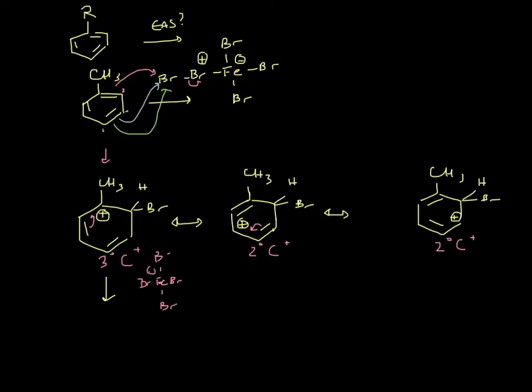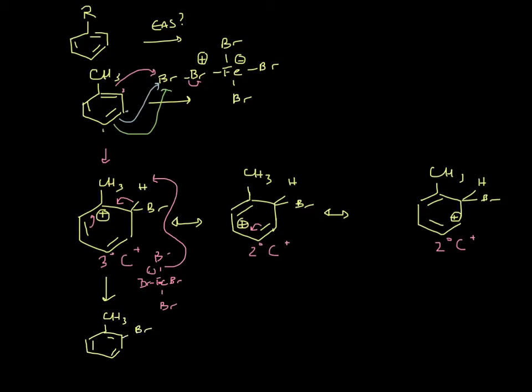Of course, that iron has a negative charge, so it wants to kick off one of those bromines. The bromine would grab that H, and we would restore our aromaticity. And the product would be, you'd have your benzene ring back. And in this case, the bromine would be ortho.